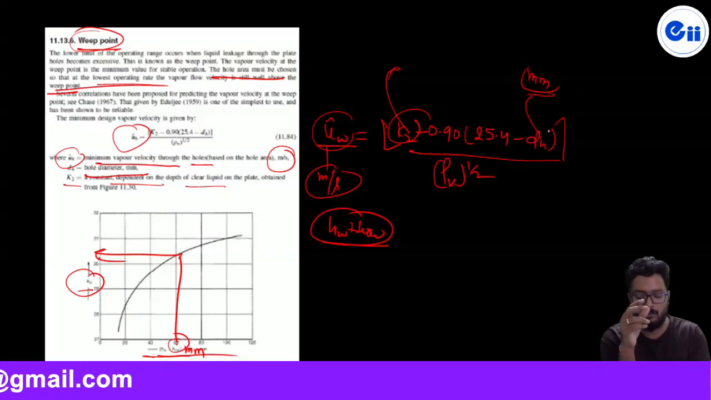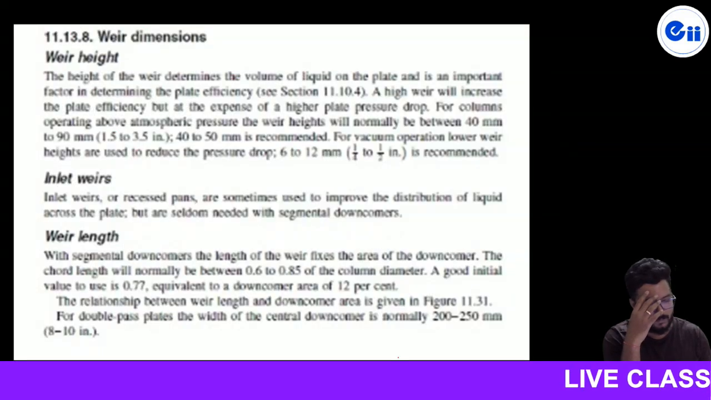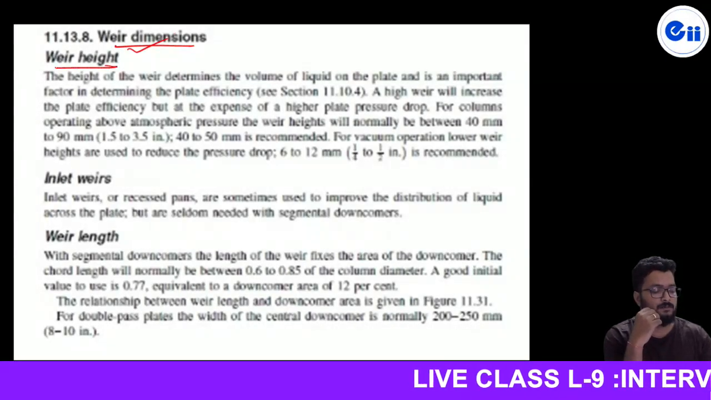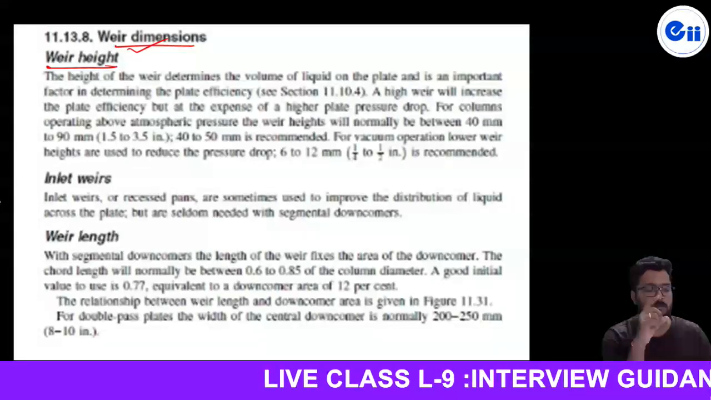Put K2 here, whole diameter already we have fixed, then we can calculate the minimum velocity of vapor. Okay, and it is also a very important consideration, the weir height. Weir height means what should be the height of the weir.